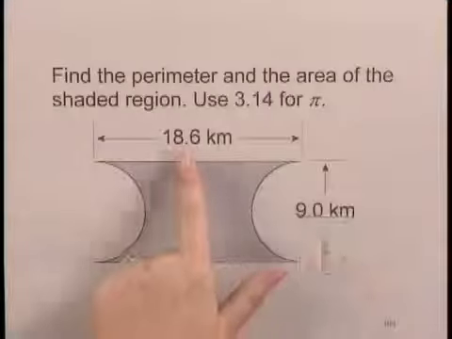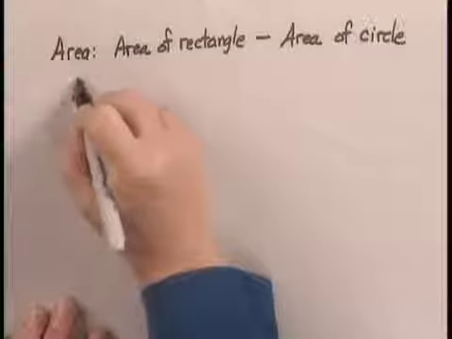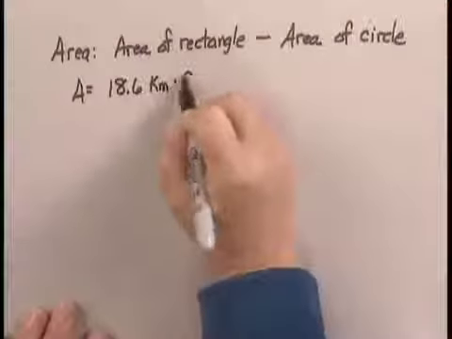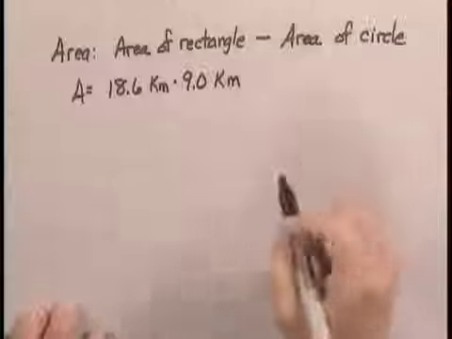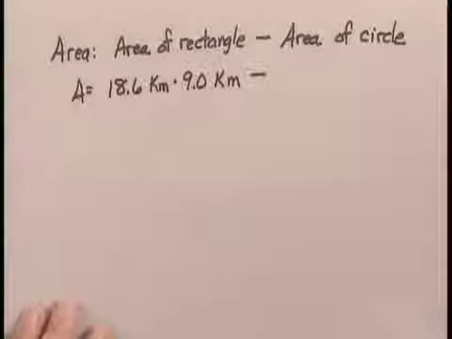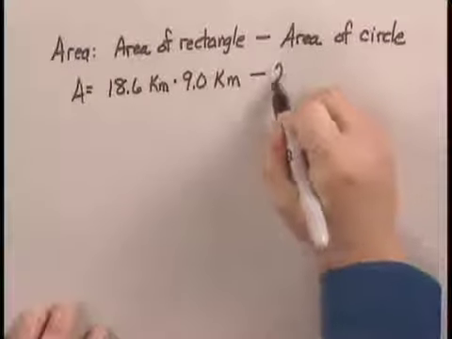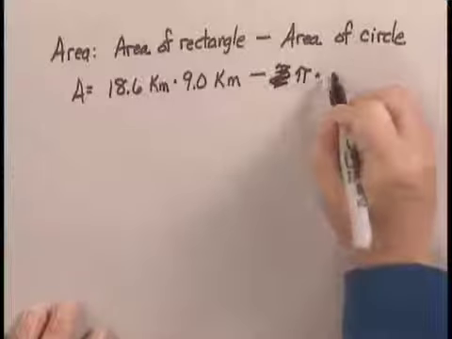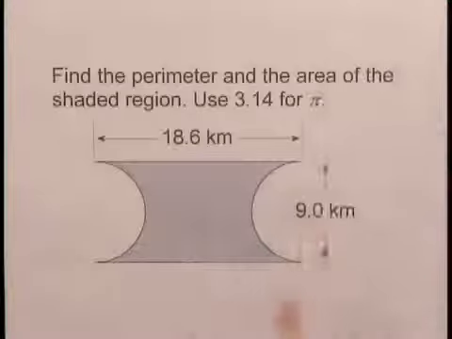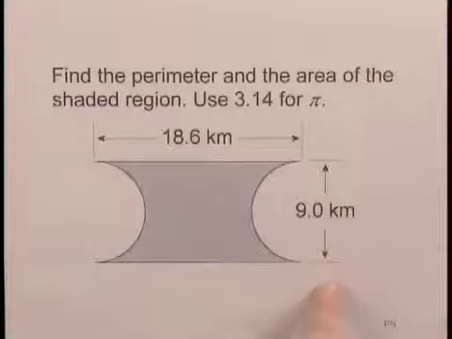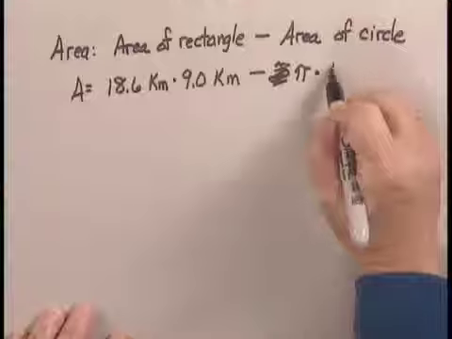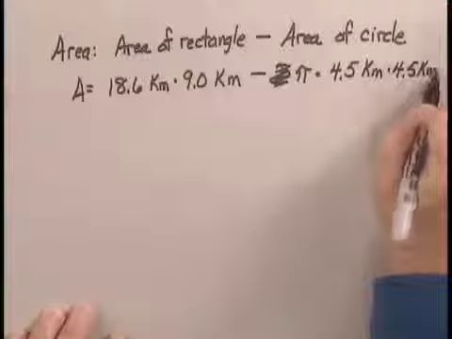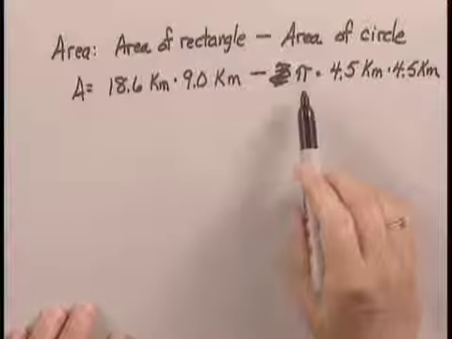The area of a rectangle is the length times the width. So the area would equal 18.6 kilometers times 9.0 kilometers. I want to subtract the area of the circle. The area of a circle is pi times r times r. Again, we do not want to use the diameter. We want to use the radius, which is 4.5 kilometers. So I use 4.5 kilometers times 4.5 kilometers. On my next step, I'll substitute 3.14 for pi.